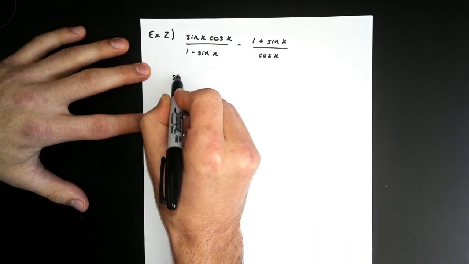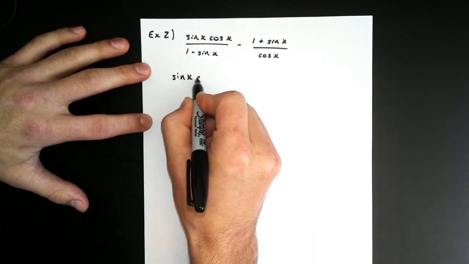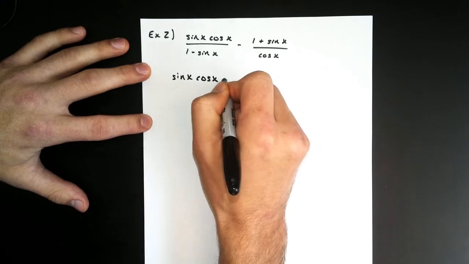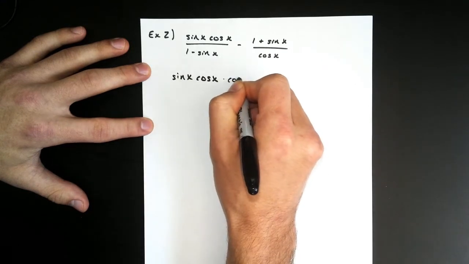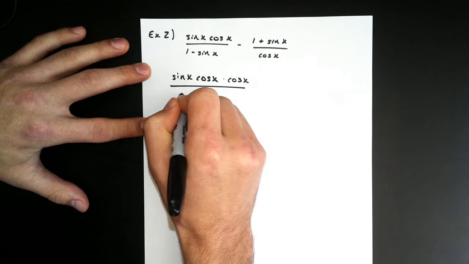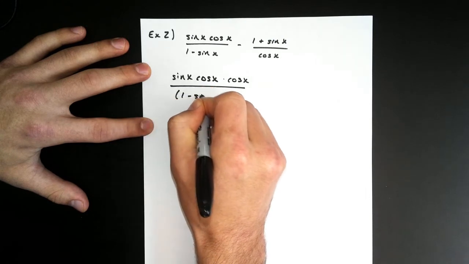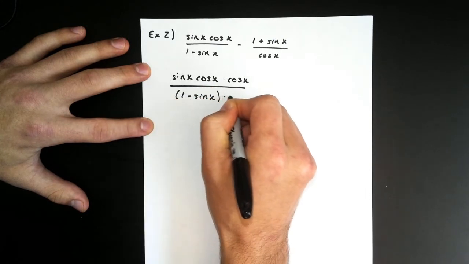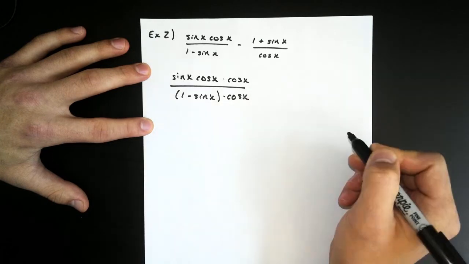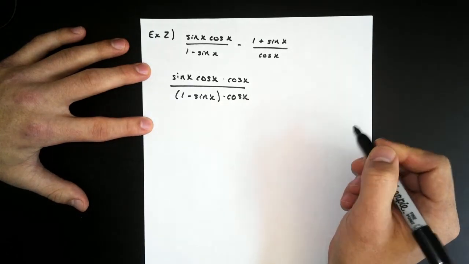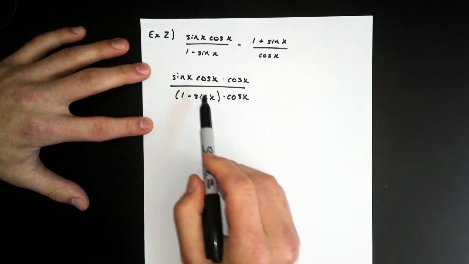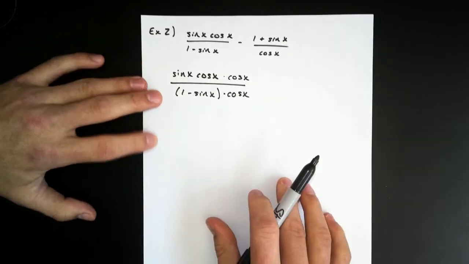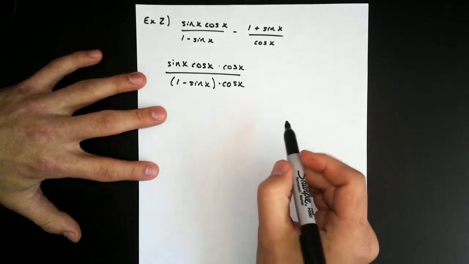So I'm going to have sine of x, cosine of x, and then I am going to multiply that by another cosine of x, and in the denominator, 1 minus the sine of x times the cosine of x. Okay, kind of messy so far, but as we move along, things should work out pretty nice.